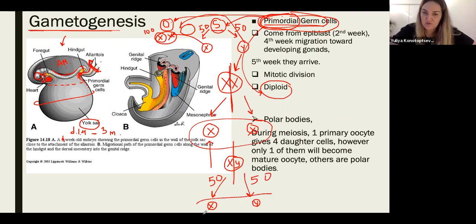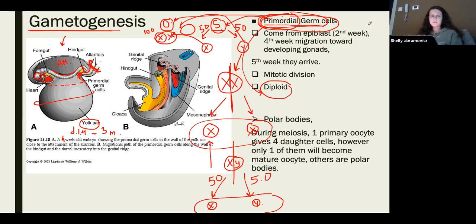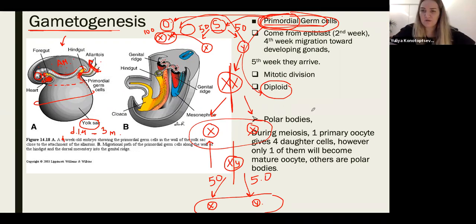This is a population of cells. If you look at it, 50 or half of them have X chromosome, half of them have Y chromosome. What does it describe? Does it describe oocytes or spermatozoas? Spermatozoas. So do you get what I'm trying to tell you?